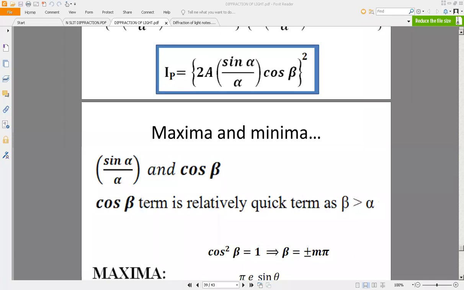So the argument, here alpha or beta, of any trigonometric function will decide whether it goes faster or slower, right? Only for that reason I have asked you this question. Clear? Thank you. So here sin alpha by alpha is one term, cos beta is another term. I am interested in which one is moving faster. Whether alpha is greater or beta is greater, that fact is going to decide which term moves faster, right?